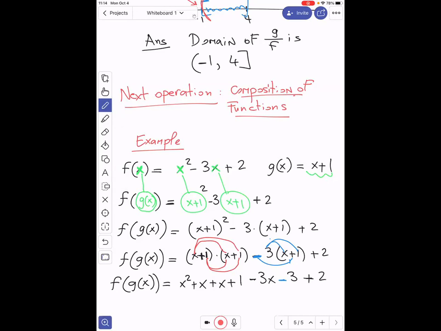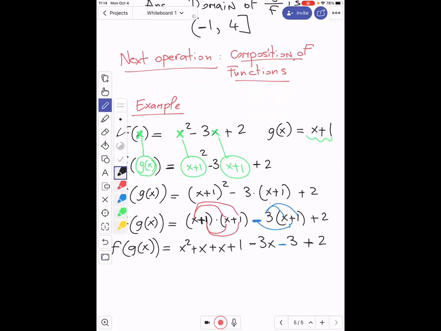So this whole thing, f of g of x, it's actually equal. So let's see. First, how many x squared? We have just one x squared right here. So it's just x squared. Now we count how many x's. So it is plus x, that's plus 2x, and then minus 3x. So 2x minus 3x, 2 minus 3, it's minus 1. So that's minus x.